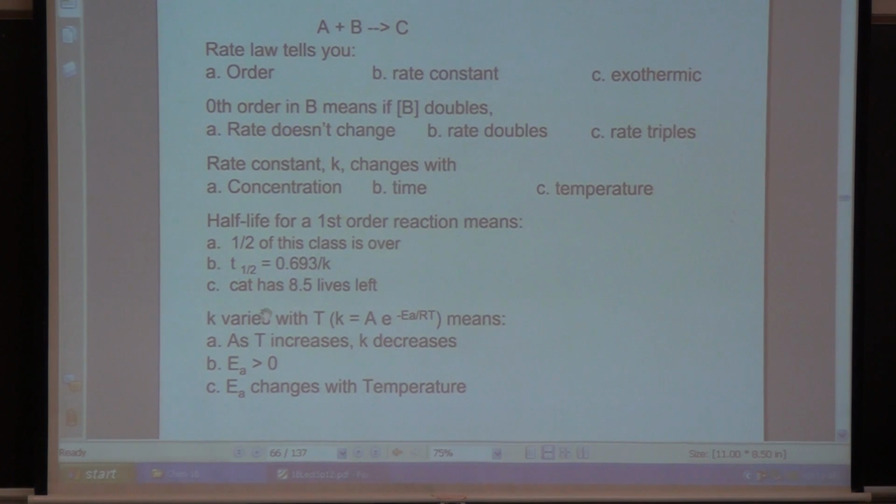And then for the last equation, the rate constant K varies with temperature. According to this equation, K is equal to A times e to the minus EA over RT. And this means that as the temperature increases, the rate constant K decreases. It means EA, what does EA represent? Yeah, the activation energy. EA is greater than 0. Or does it mean that EA changes with temperature?